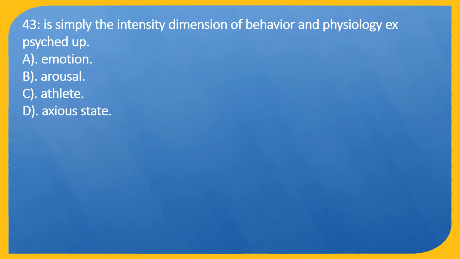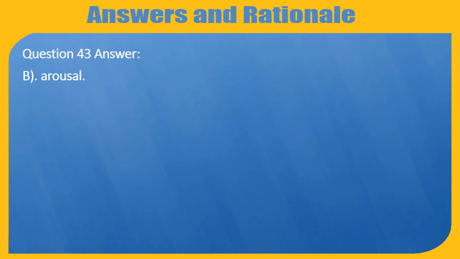Question 43. Is simply the intensity dimension of behavior and physiology, is psyched up. A. Emotion. B. Arousal. C. Athlete. D. Anxious state. Question 43. Answer. B. Arousal.